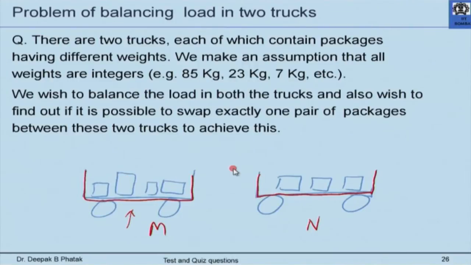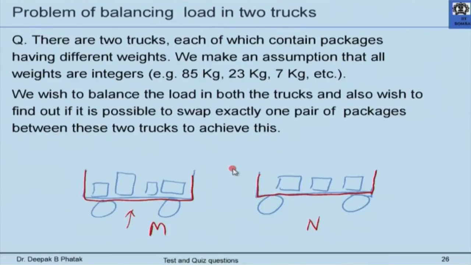Now this is the question given. So notice that first of all, the student will have to translate this question into some kind of a programming or algorithmic structure. What data structure should the student use? How should the student represent the weights in a truck? How should he frame the requirement that exactly one pair of packages have to be exchanged in order to balance the truck load? How exactly the so-called balancing of the truckload is to be represented in programming terms?